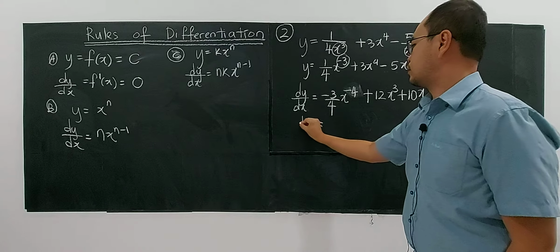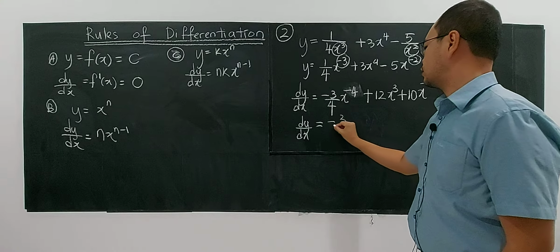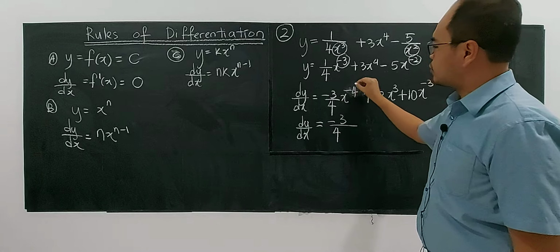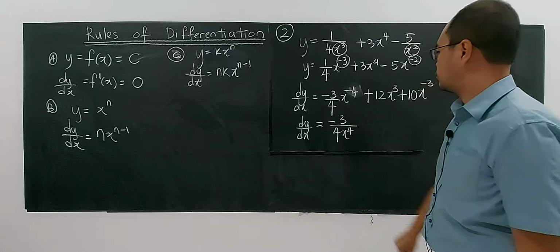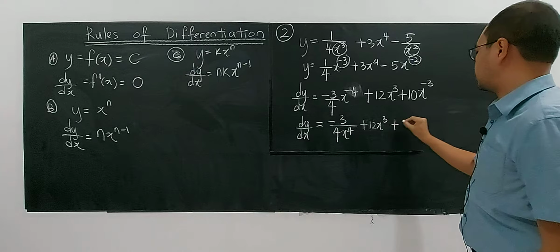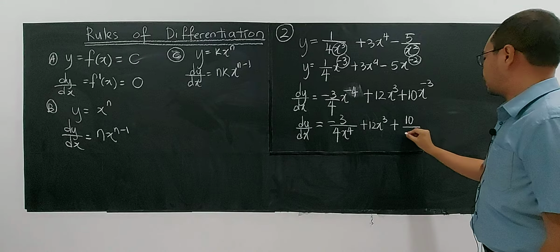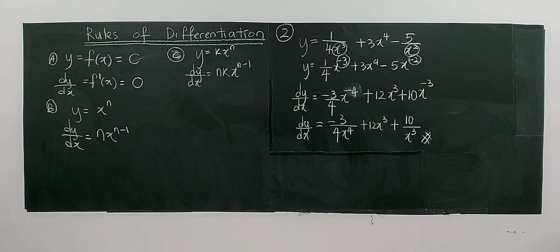So overall, your dy dx is negative 3 over 4, and I rewrite this one. It's nice if you write in positive form. So you bring it down, x to the power of 4, right? So plus 12x to the power of 3, plus 10 over x to the power of 3, as you bring up, you're getting negative 3. So this is the second example for you. I will go for more examples, and you can treat this example as your practice. Before you view the video, you try first and then you see the video.